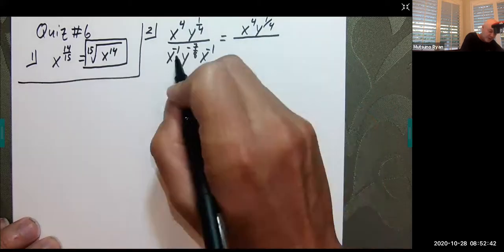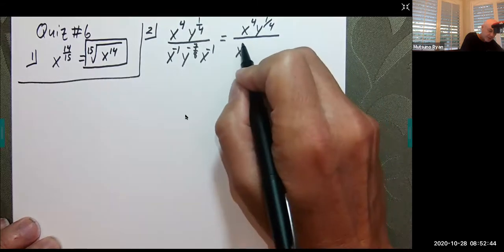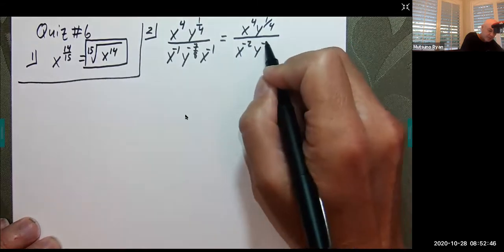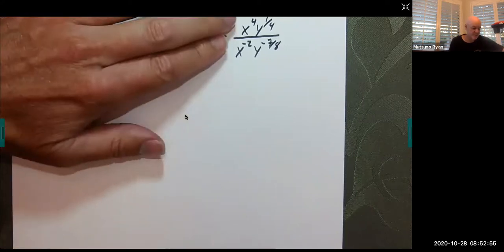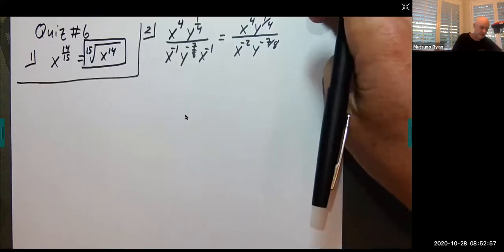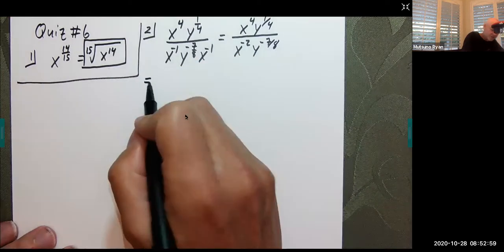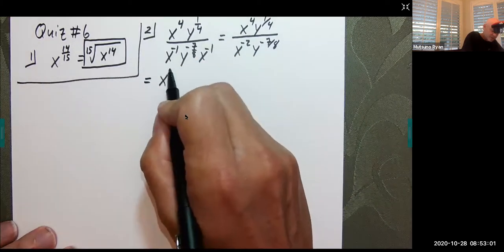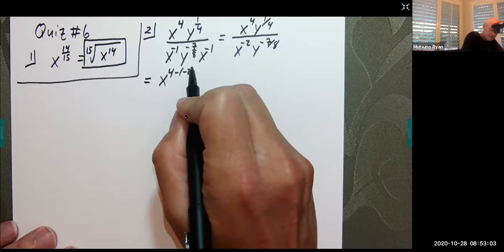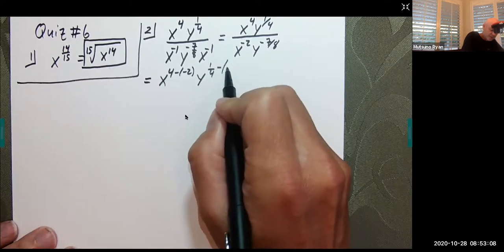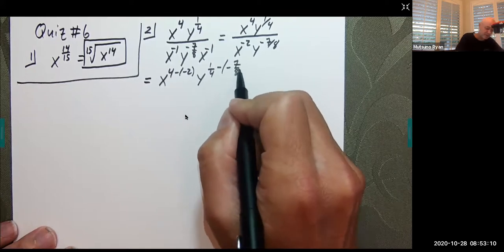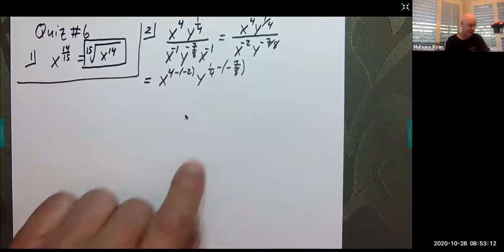So -1 plus -1 is x to the negative 2 power. Y to the negative 7/8. Now I'm dividing, and when you divide the same base, subtract the exponents. I want to be really careful with that. X to the 4 minus -2, and y to the 1/4 minus negative 7/8. Be real careful with that double negative.